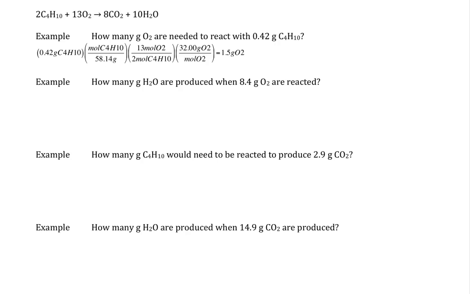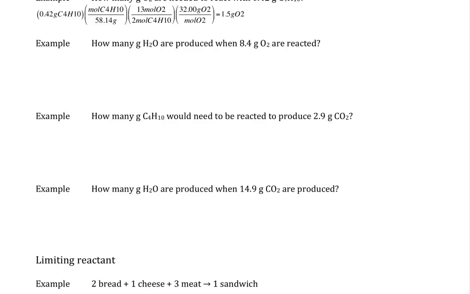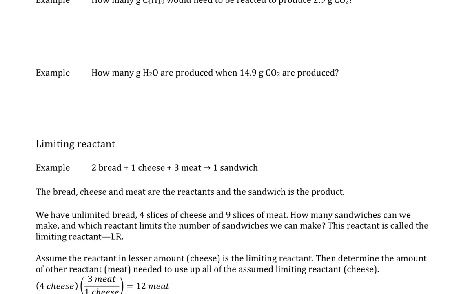Now the mole ratio between C4H10 and O2 is what we do next. So we have 13 moles O2 over 2 moles C4H10. Moles of C4H10 have canceled. We have moles of O2, but we want grams, so we use the molar mass of O2, 32.00 grams per mole, to give us 1.5 grams of O2 are needed. Alrighty, so there's a few other examples for you to work with.